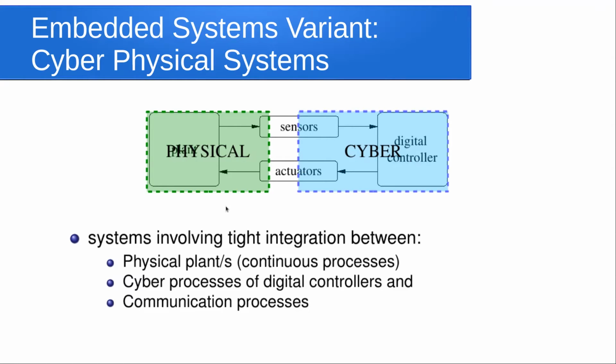But it is not the case that every embedded system could be called a cyber physical system as well, because not every embedded system has all these characteristics. What makes a cyber physical system is that these are systems involving tight integration between physical plants, cyber processes of digital controllers, and communication processes, right? So basically, cyber physical systems are systems where there is a tight integration between cyber processes and the physical, continuous processes.